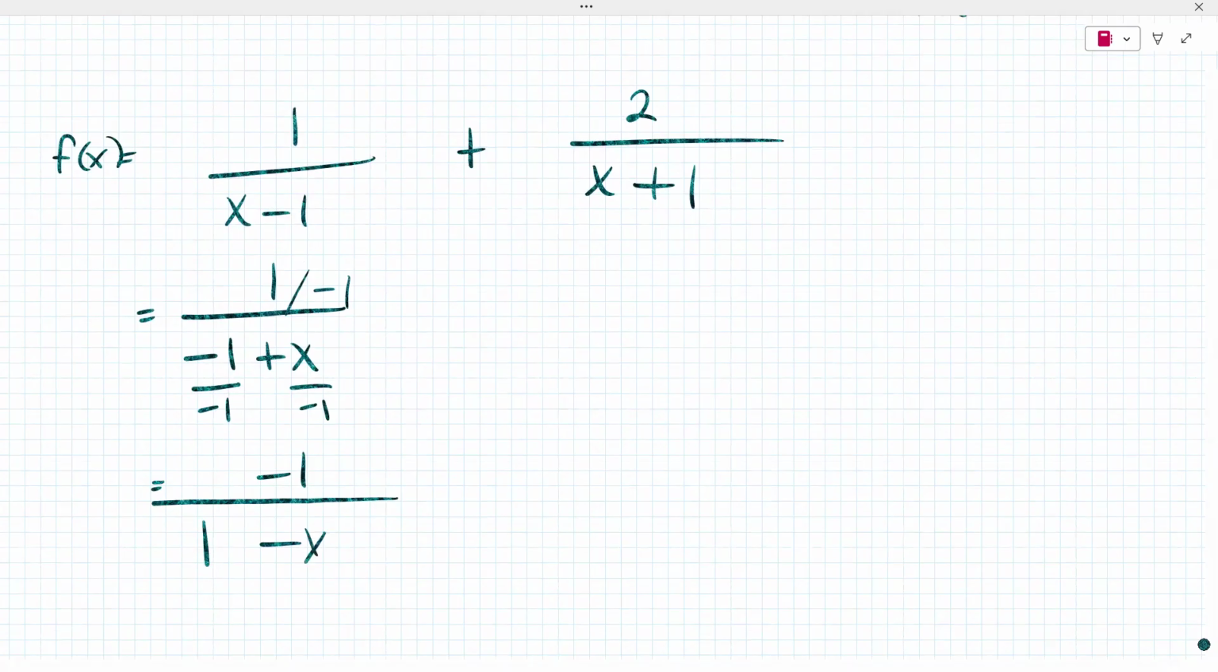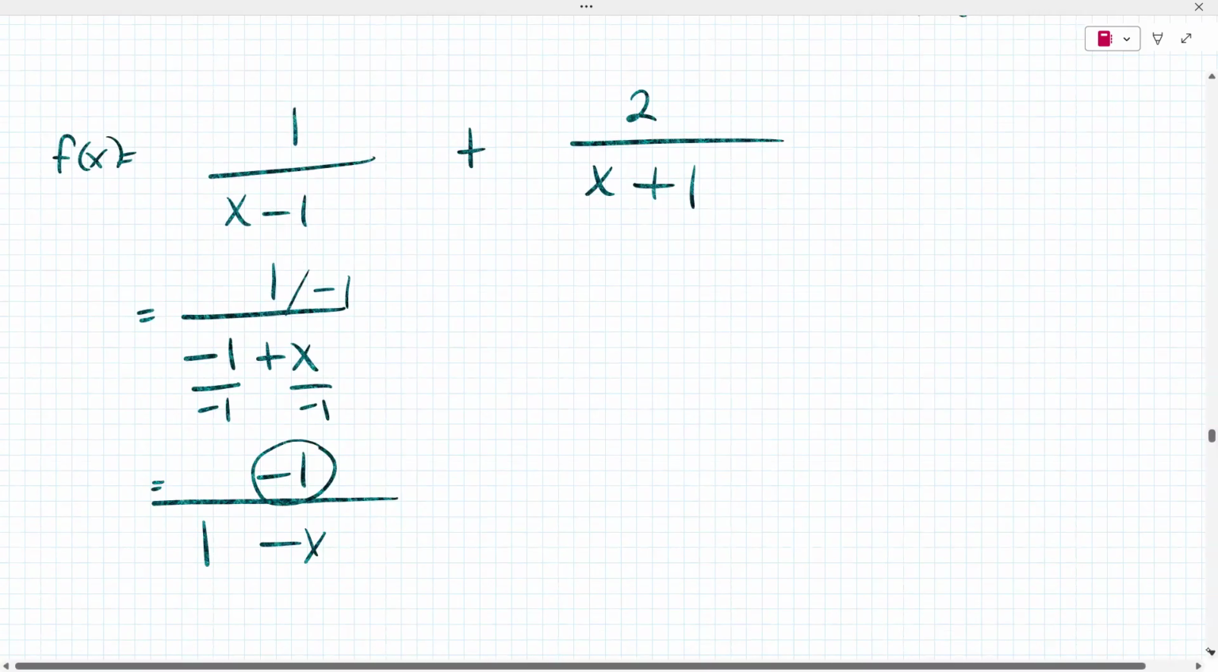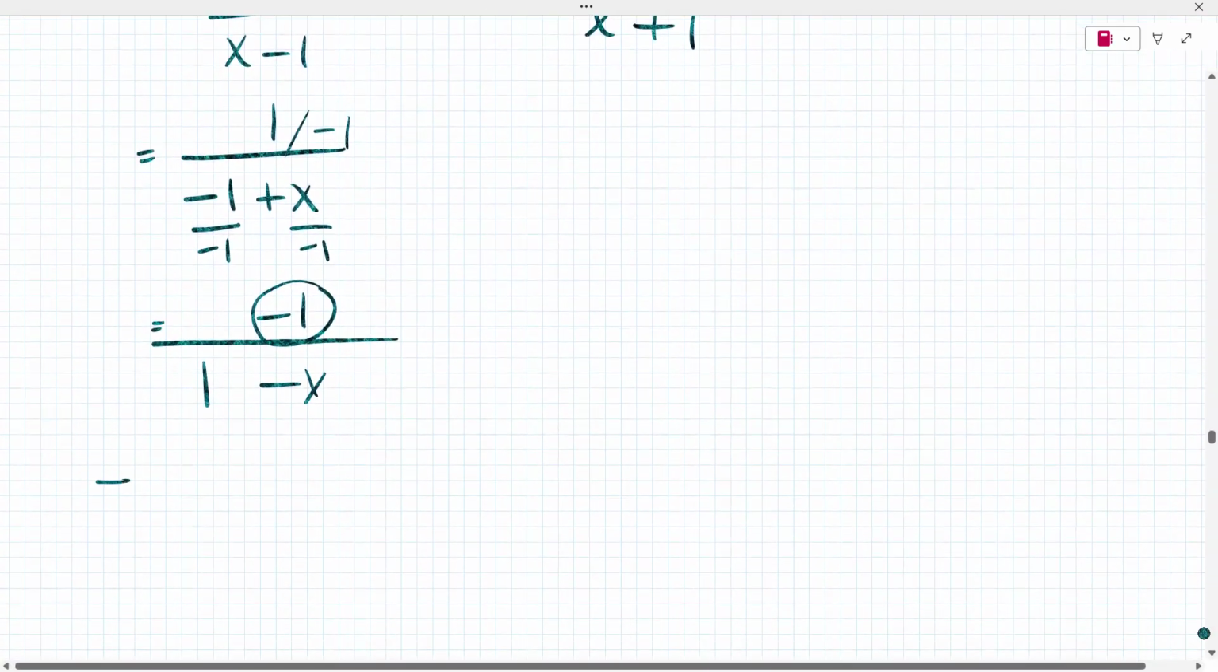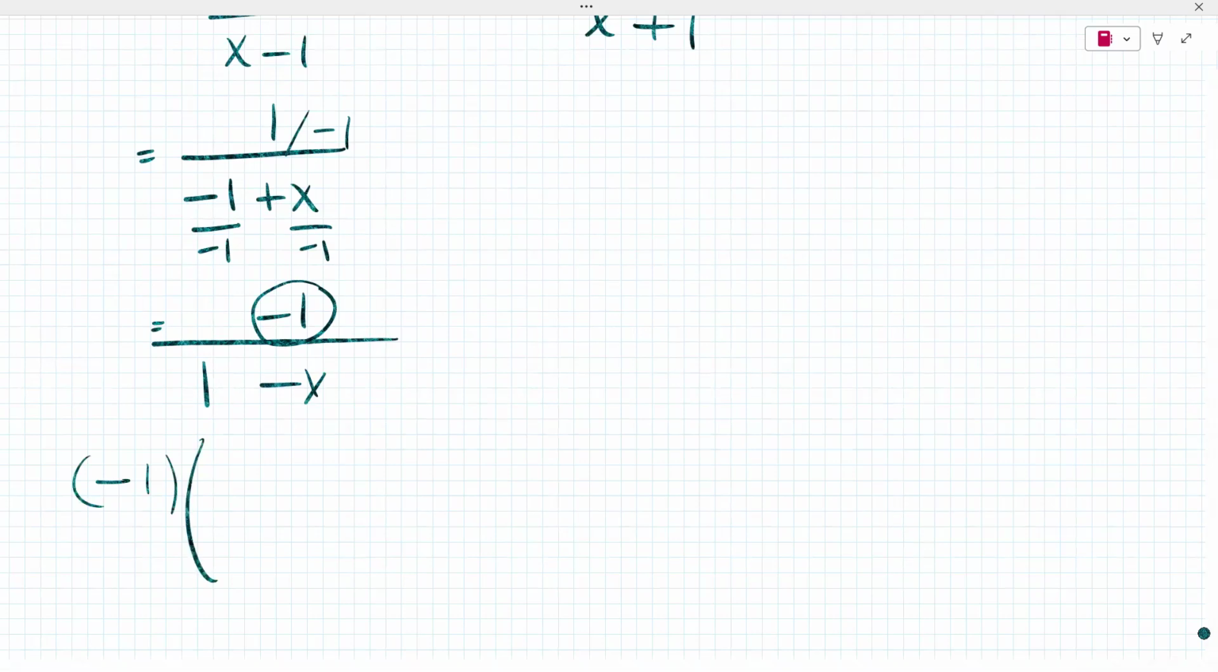Now we still have one more problem. We got to make this negative 1 into a positive. So to do so, I'm going to factor out that negative 1, right? So I'm going to factor out negative 1, and you get 1 over 1 minus x. Okay. So this negative 1 is your a. This is like your n.